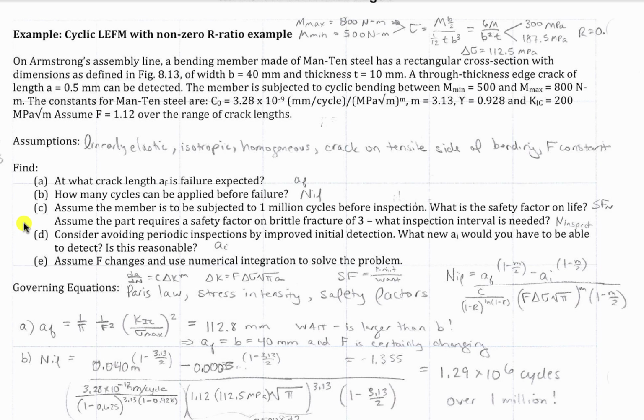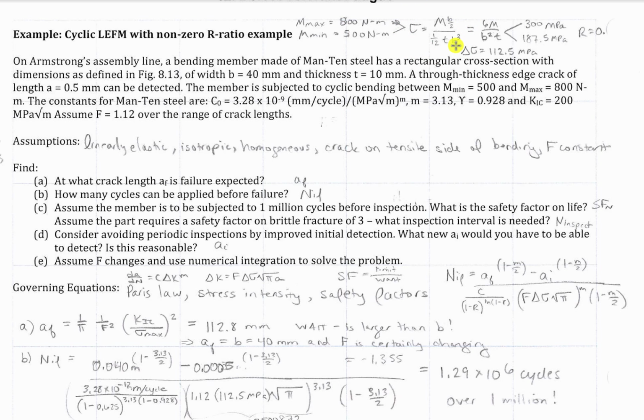So one of the first things that we're going to have to do in this cyclic loading is figure out what is our maximum moment and what is our minimum moment, and how does that translate into a maximum and minimum stress. So they give us that we're cycling between 500 and 800 Newton meters. And so we're going to take that moment and turn it into a bending stress. And that's what we have here.